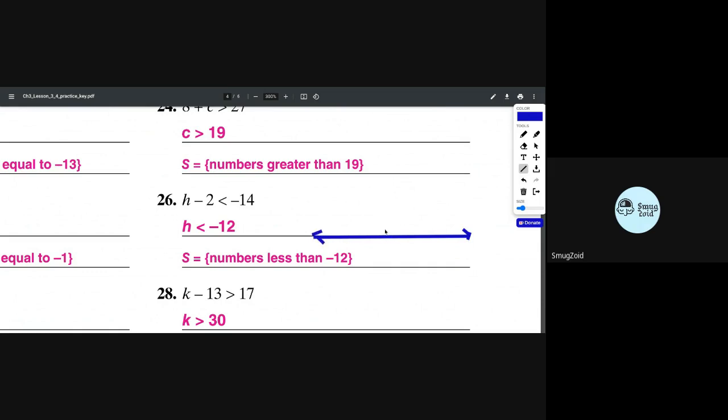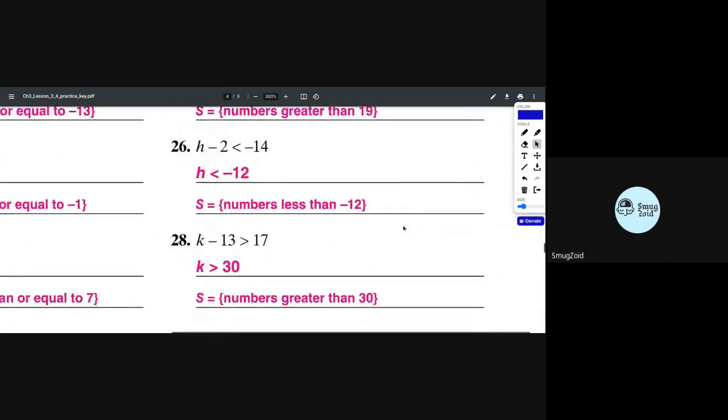I put my center here, and we'll put minus 12. We'll put my 0 here, but minus 24. It says H is less than that, empty circle. Take this, make a line, and go this way, right? That makes sense. Okay.